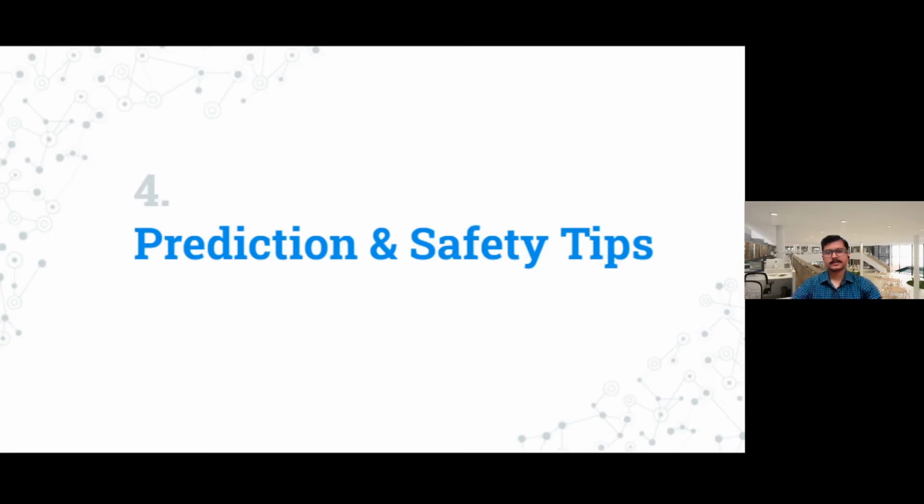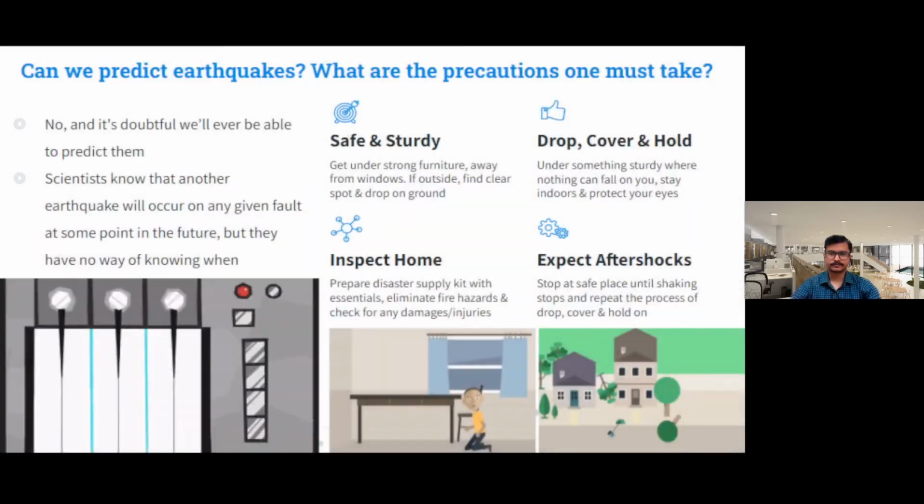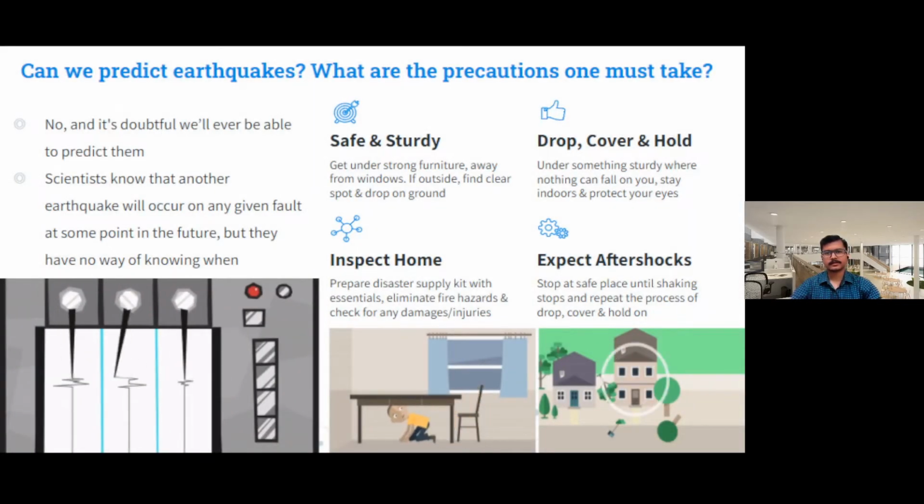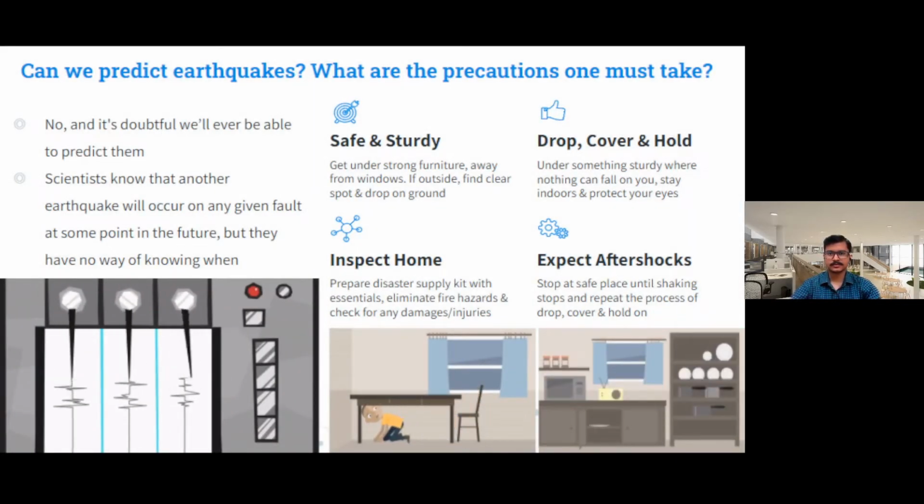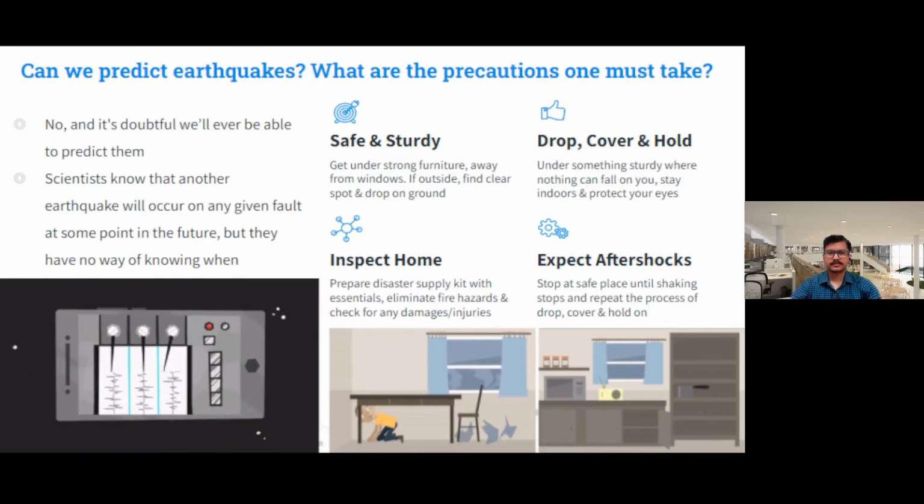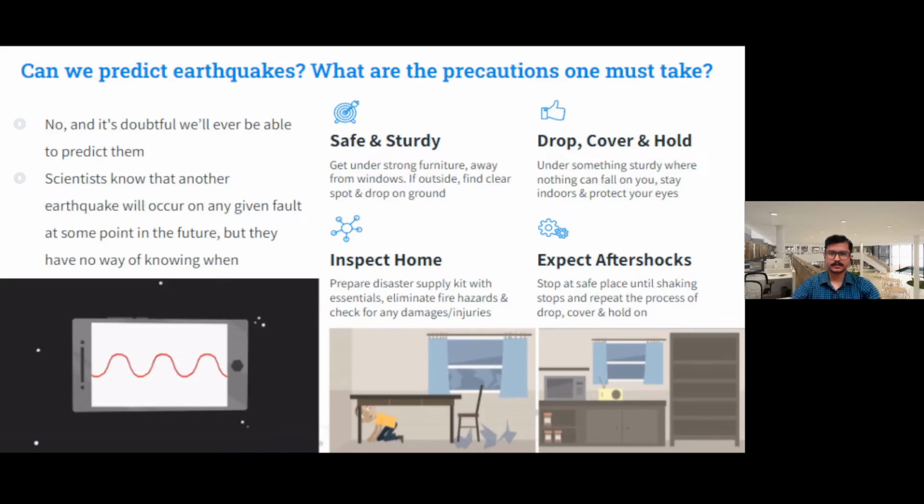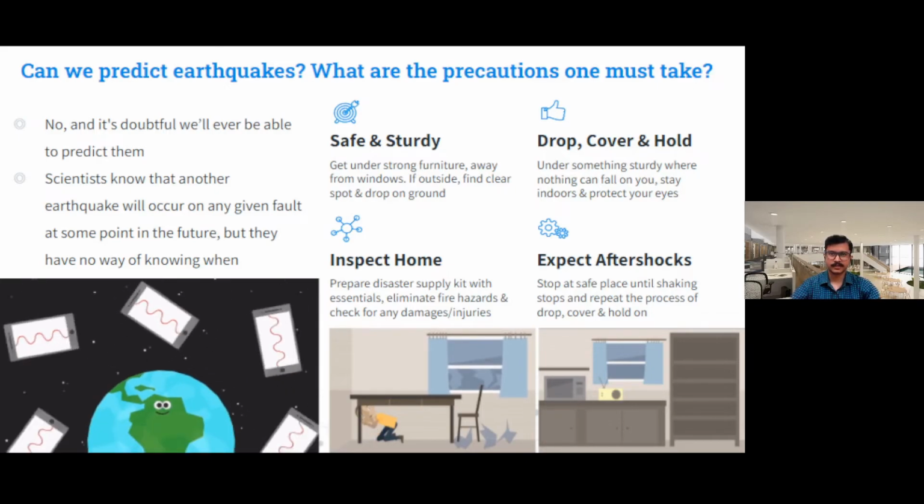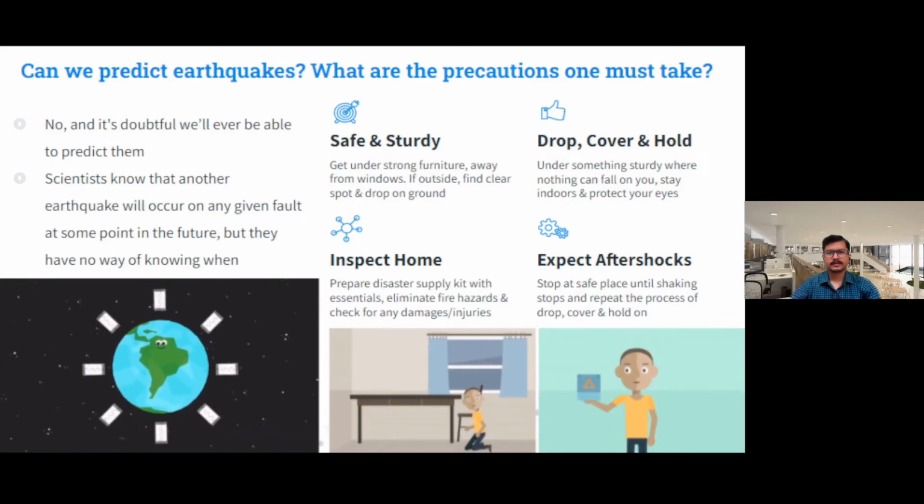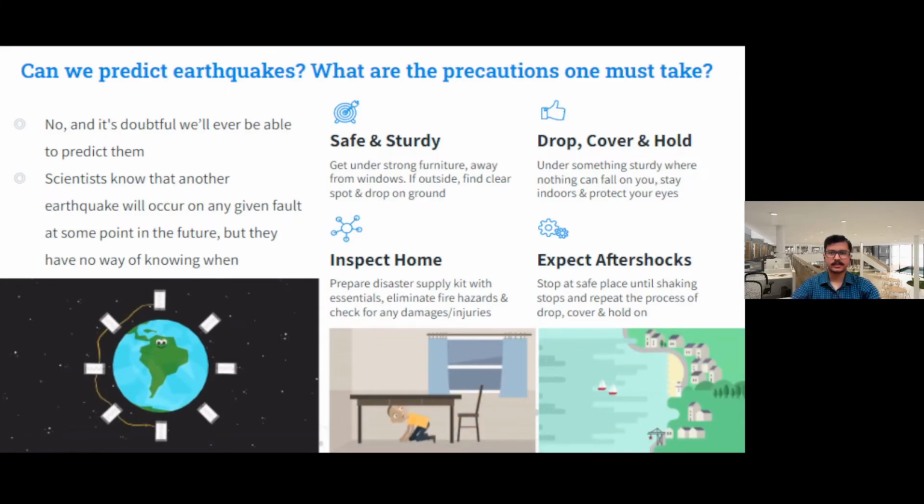And finally, let us see the earthquake prediction and the safety tips one must follow. So, can we predict earthquakes? The simple answer is no, and it is doubtful that we'll ever be able to predict them. Scientists have tried a variety of methods to predict earthquakes, but none have been successful yet. They do know that another earthquake will occur on any given fault at some point in the future, but there is no way of knowing exactly when.